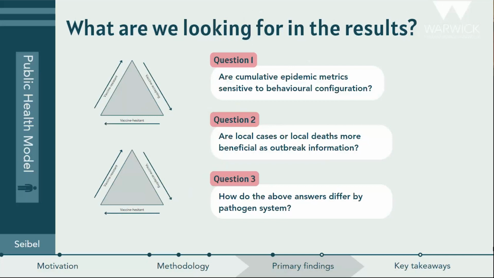So then what are we looking for when we see these crazy ternary plots? Question 1 is, are the cumulative epidemic metrics sensitive to behavioral configuration? So as we explore within this triangle, are the values different that we get for maybe the number of cumulative cases in our outbreak? And question 2 is, are local cases or local deaths more beneficial as outbreak information?